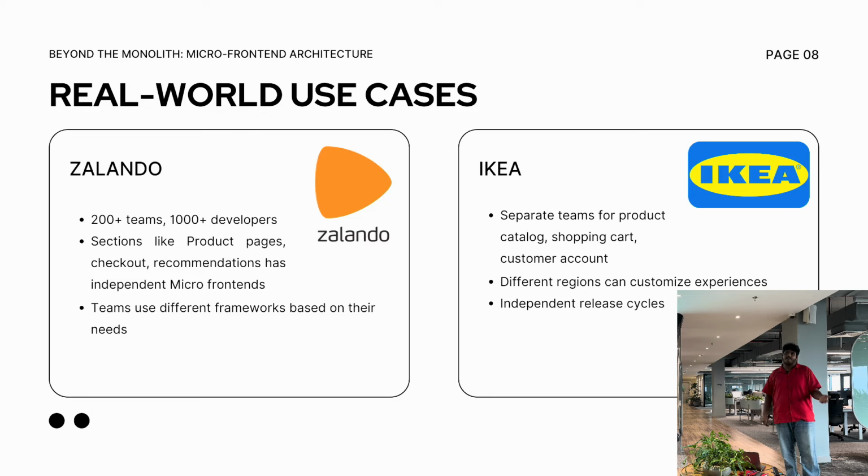Likewise, if one team knows Vue.js, another team knows Svelte and another knows React, with micro frontends there's no hesitation to work with them. And with IKEA, they have product catalog, shopping cart and customer accounts in separate micro frontends, and they have independent release cycles also. So that's how the things that we use day to day work with micro frontend architecture.